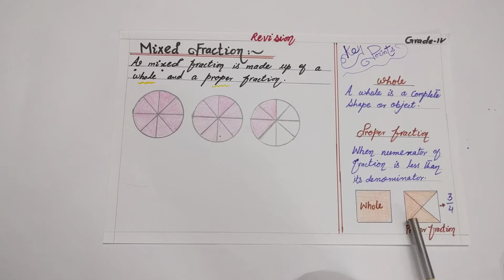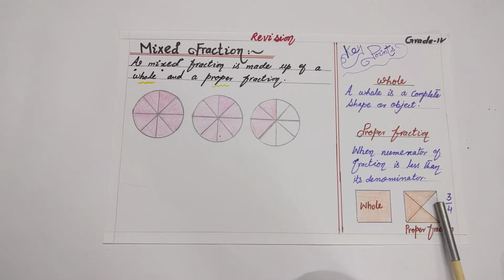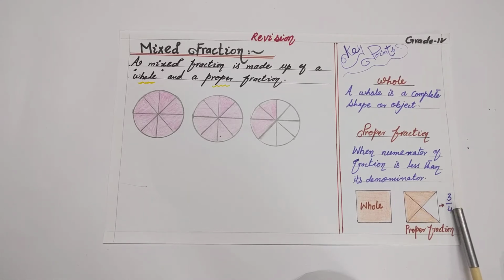Proper fraction means when you are cutting, you are dividing a whole into different equal parts. So now this whole is divided into 1, 2, 3, 4 equal parts. So denominator is equal to 4, because the number of equal parts a whole is divided into is called denominator. So 4 is the denominator and 1, 2, 3 parts are shaded. So 3 is the numerator. We are using 3 out of 4. So 3 is less than 4. That's why this is called proper fraction.